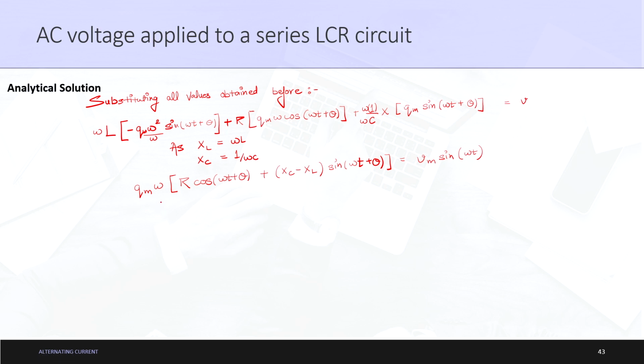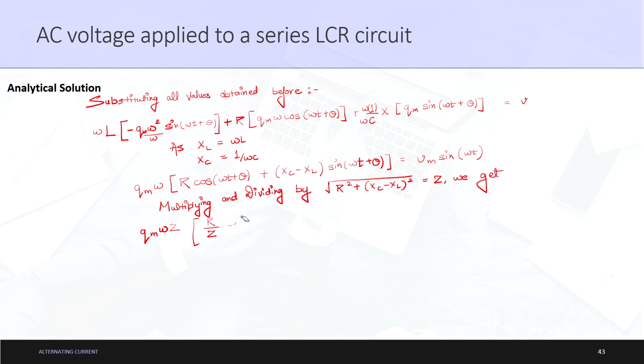Let me write that because it needs remembering. So, multiplying and dividing by the under root of R square plus XC minus XL whole square, which is equal to Z, we get qm omega Z into R by Z. Now, look at the bracket very carefully: cos of omega t plus theta plus XC minus XL divided by Z into sine of omega t plus theta, which is equal to Vm sine of omega t.